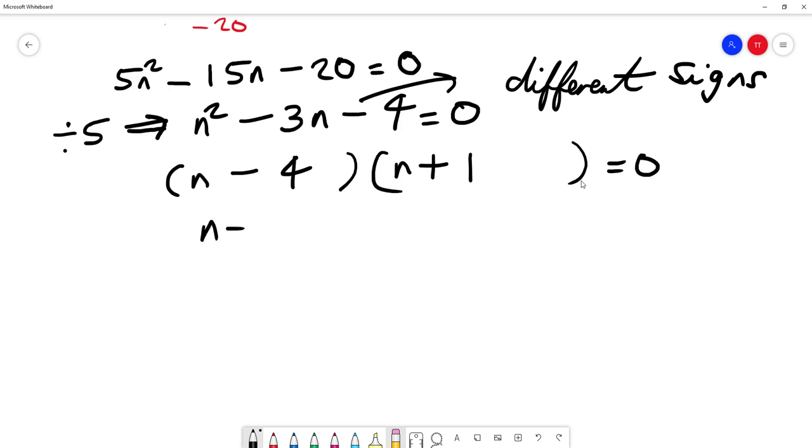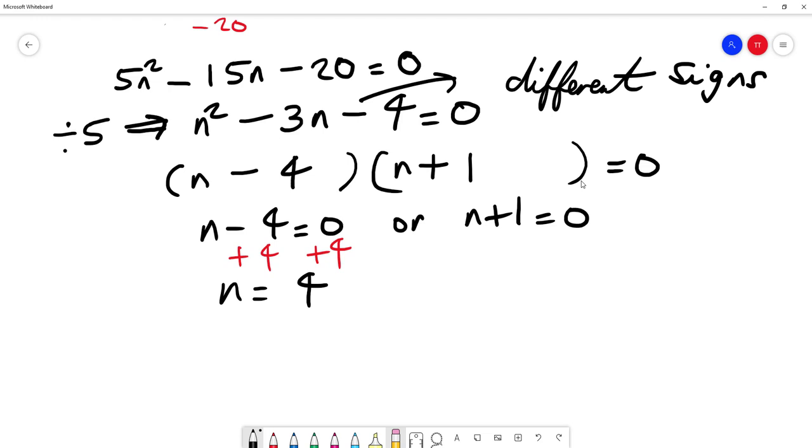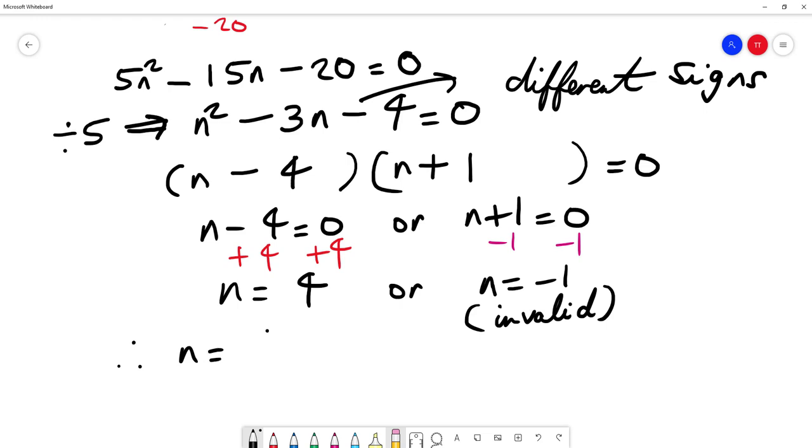And we can say n minus 4 equals 0, or n plus 1 equals 0. Solve the quadratic, plus 4 here, plus 4 here. So n equals 4. Minus 1 this side, minus 1 this side. Or n equals minus 1, but you can't get a negative number of red counters. So we can say this is invalid. So therefore, n equals 4, or there were 4 red counters in total in the bag.